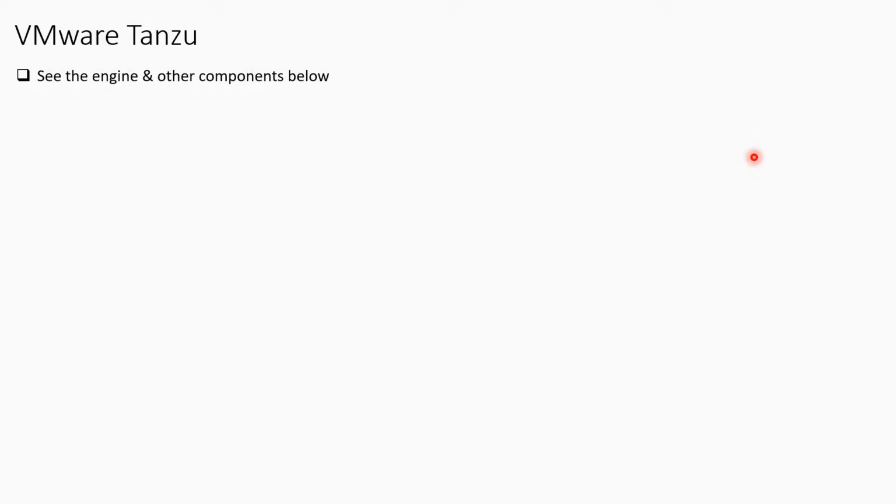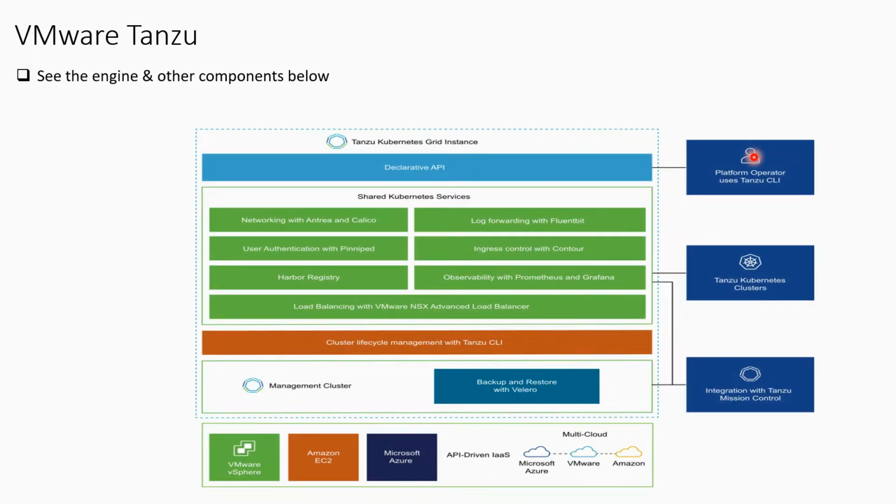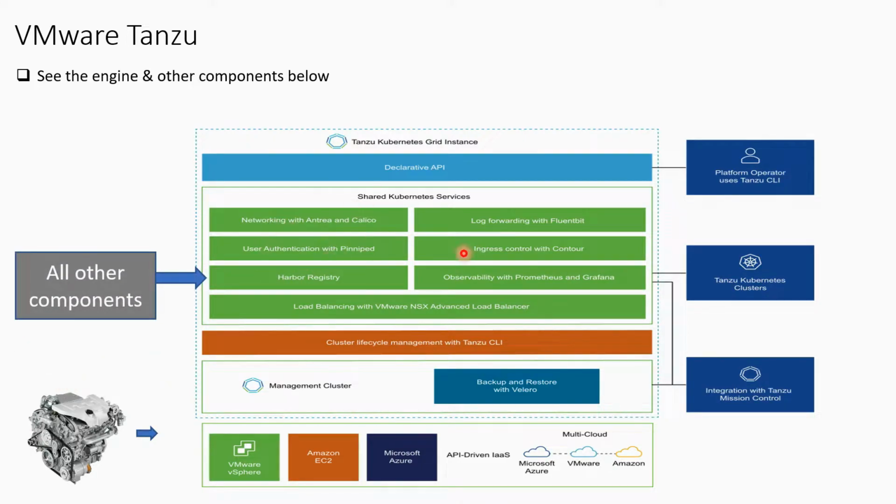Now, let me show you some examples on block level. For example, VMware Tanzu. Okay, so this is the logical diagram for VMware Tanzu. So you see the Kubernetes engine is available here. VMware Tanzu is a complete Kubernetes platform, which includes Kubernetes as well as other components. These other components are the choice of VMware to integrate with Kubernetes, right? So these are all the other components.